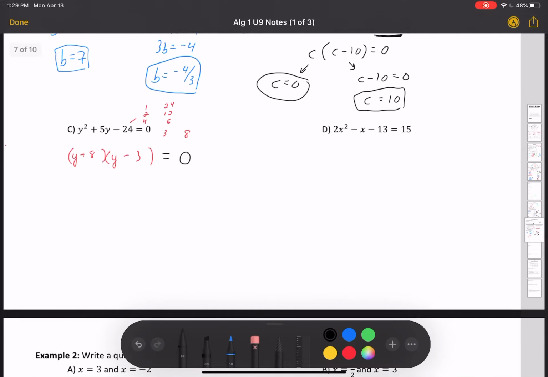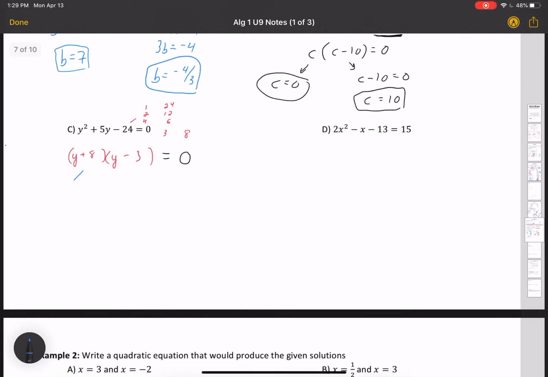From here, we split off each of our factors and we set them equal to 0. So I'm looking at y equals negative 8 and y equals 3. Those are our two solutions for this quadratic. Okay, factor it, set it equal to 0, and then the only new step is to break off each factor and set it equal to 0.